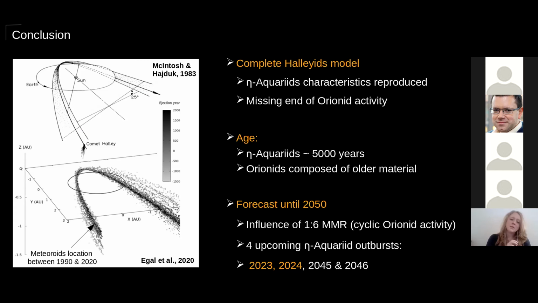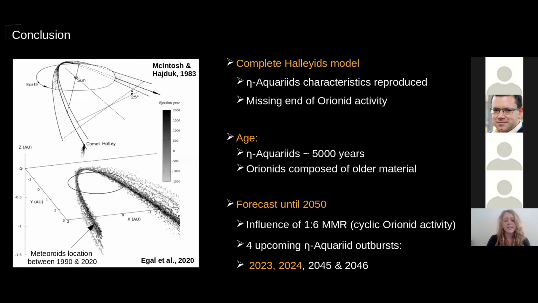So we extended this model until 2050 to forecast the shower's activity. And it highlighted once again the influence of the 1-6 mean-motion resonance with Jupiter on the stream's evolution. This resonance is known to cause several Halley's outbursts, but also maybe to induce this 12-year cycle in Aurigid activity. And for the future, we predict 4 Eta-Aquariid outbursts, the 2 closest ones being in 2023 and 2024.